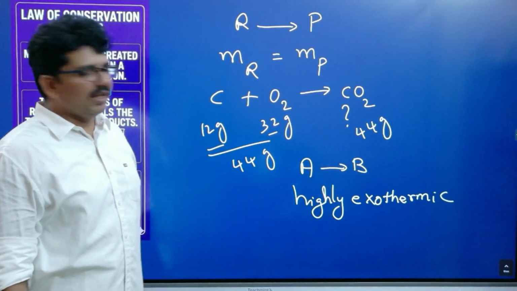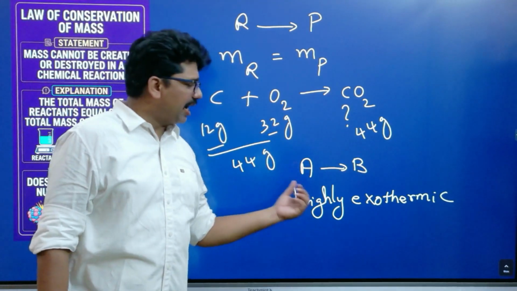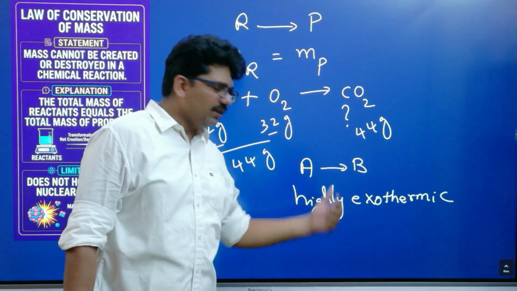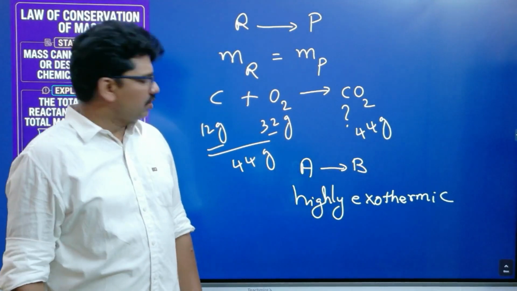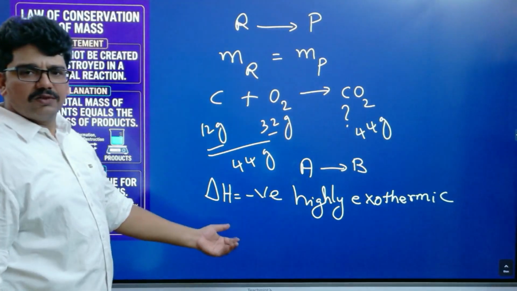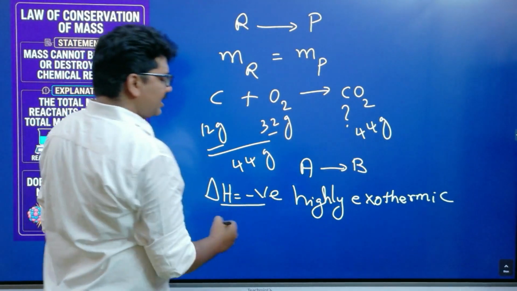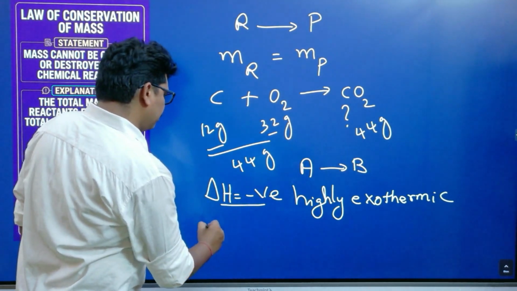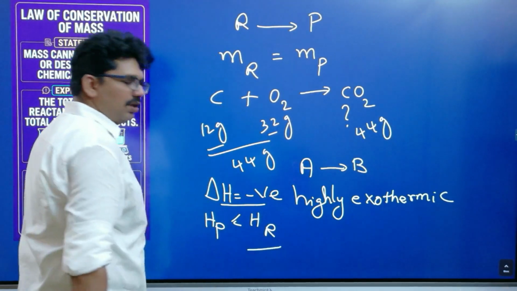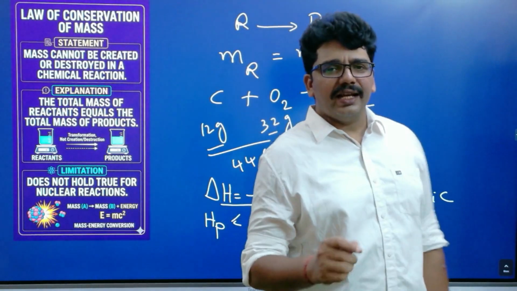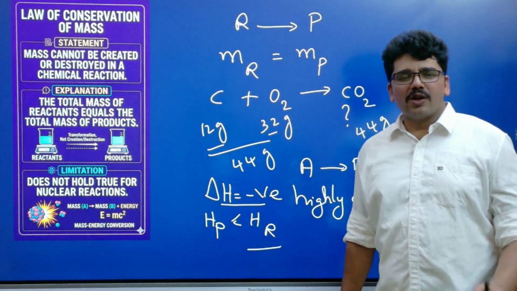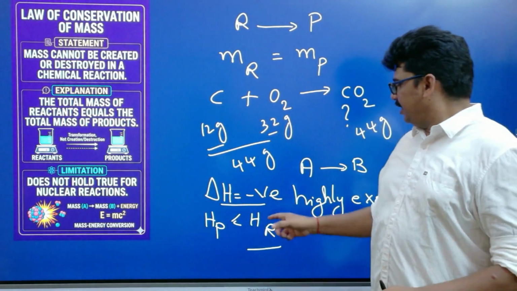A gives rise to B. This is highly exothermic reaction. Large amount of energy is released in the conversion of A into B. So as per the thermodynamics, how do you say this reaction is exothermic? Exothermic means delta H value is negative. So delta H value is negative means the enthalpy of products is less than enthalpy of reactants. So product's energy is less than reactant's energy in exothermic reaction.